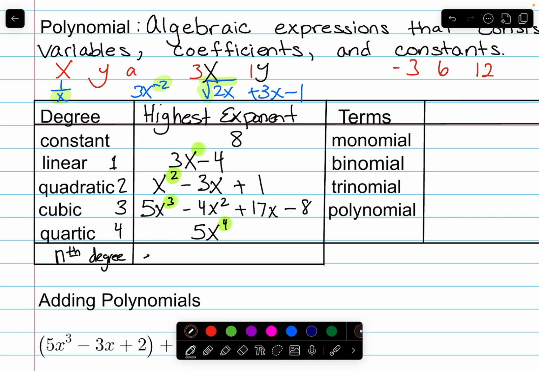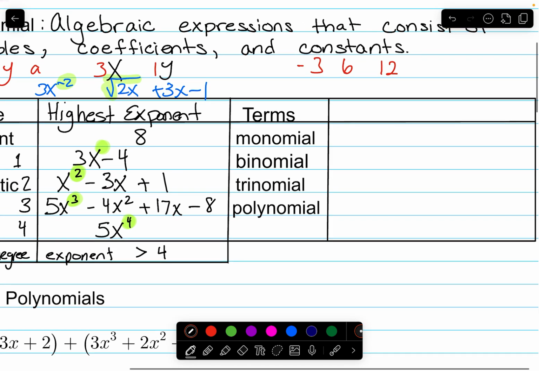And that's when you have an exponent greater than 4. So if an exponent is greater than 4, I call it an nth degree. We do have an example for that later on, so we'll go through it then. The next part is the terms.